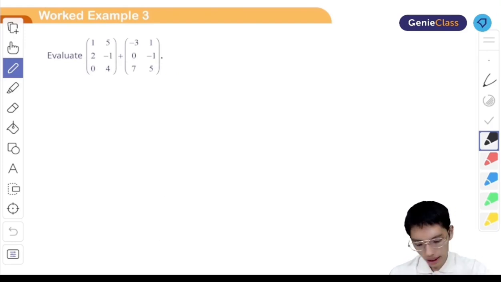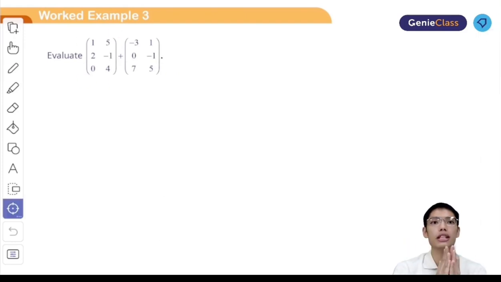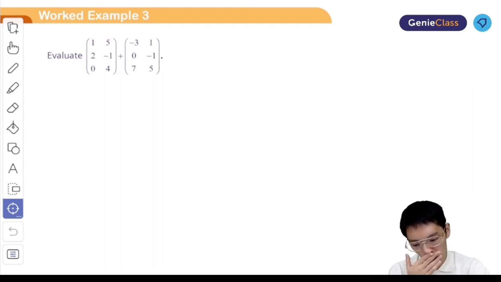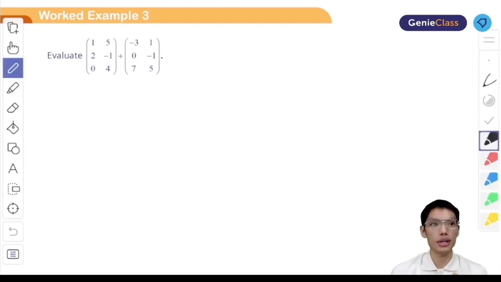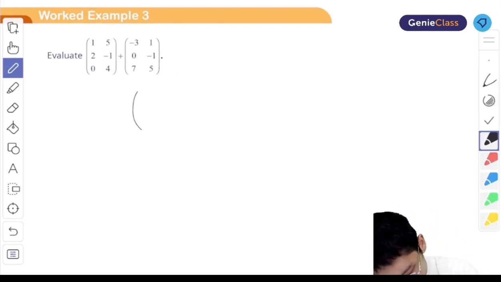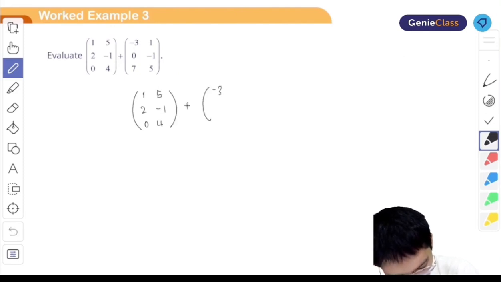Now take note, when the matrix is given in this way, please do not rewrite it such that the row becomes the column or the column becomes the row. Basically, don't rewrite the matrix, leave it as such. What do I mean? When we want to evaluate this, leave my matrices as such. 0, 4. Just write it down in this way. -3, 0, 7, 1, -1, 5.